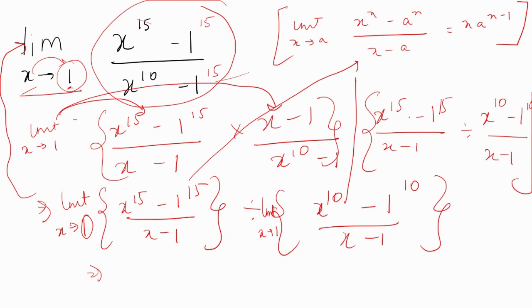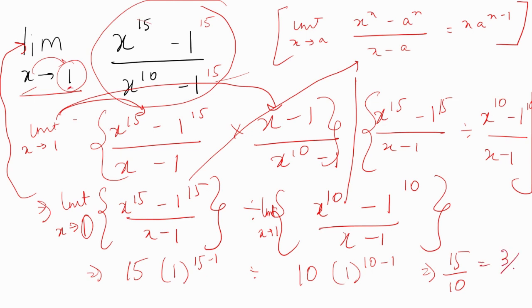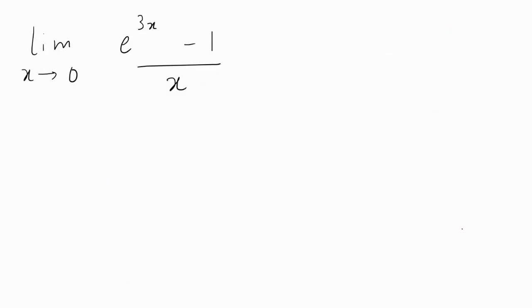So now I will write the answer. It is 15 times 1 to the power 15 minus 1, divided by 10 times 1 to the power 10 minus 1. That is 15 by 10. Right? This is 15 because 1 to the power anything is 1 only. So this can be written as 3 by 2. So 3 by 2 is going to be the answer of this sum. Okay, let's move on to the next kind of sum.